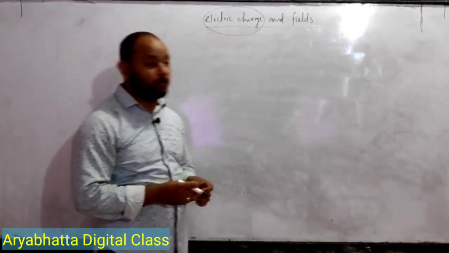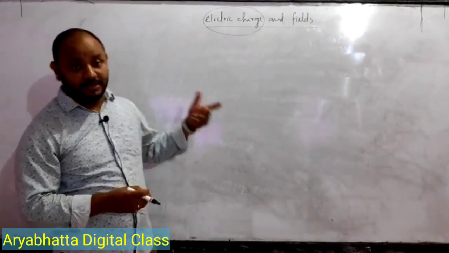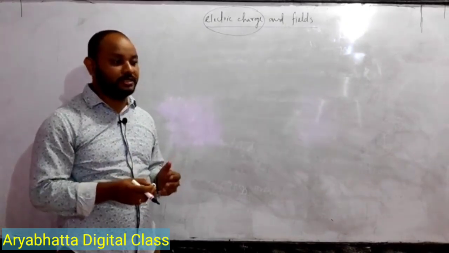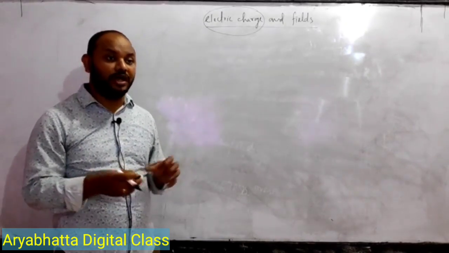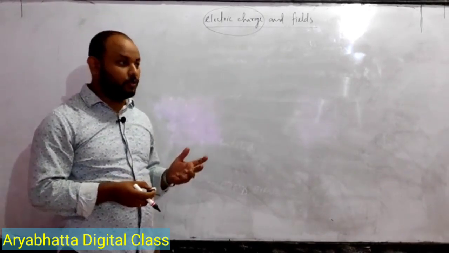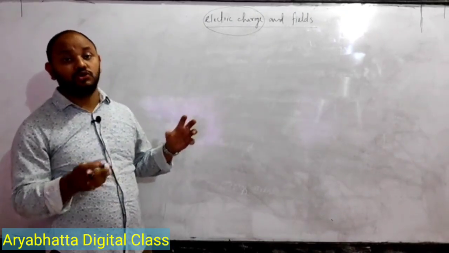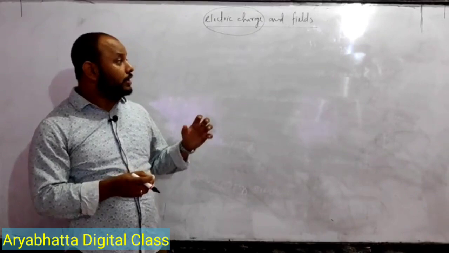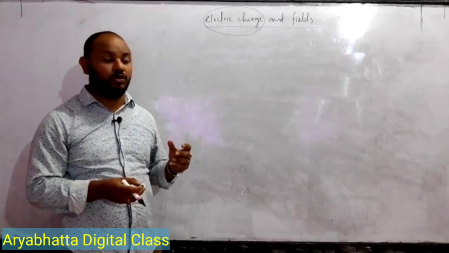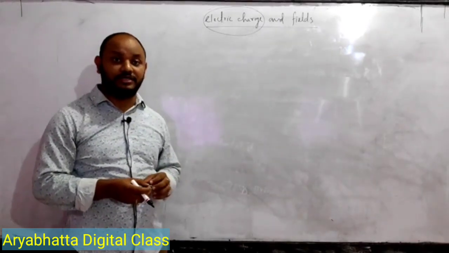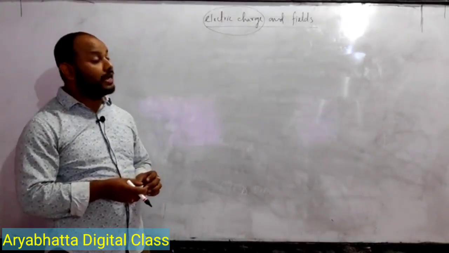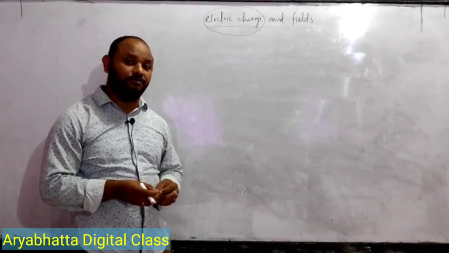Like mass, we know every body has some mass. Because of their mass, they show the gravitational force of attraction, and we have already discussed the gravitation chapter last year. But not all elementary particles have charge. A few particles like electron and proton have charges, and because of their charges, they show the electric force, and electric force is much stronger than the gravitational force.